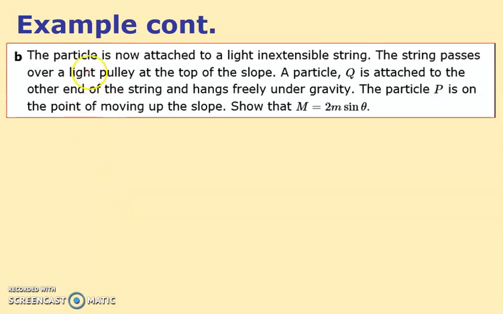Now I think I've got this again on the next slide. So the particle P is now attached to a light inextensible string. All right, so the same picture. Now we've got a string on it. So there's my theta again. There's my particle. And it's attached to a string, and it says it's got a pulley over the end of the slope. So this does something like this. We've got a pulley here. It just goes over this. A particle Q is attached to the other end of the string, so we've got a particle Q. This is mass M.